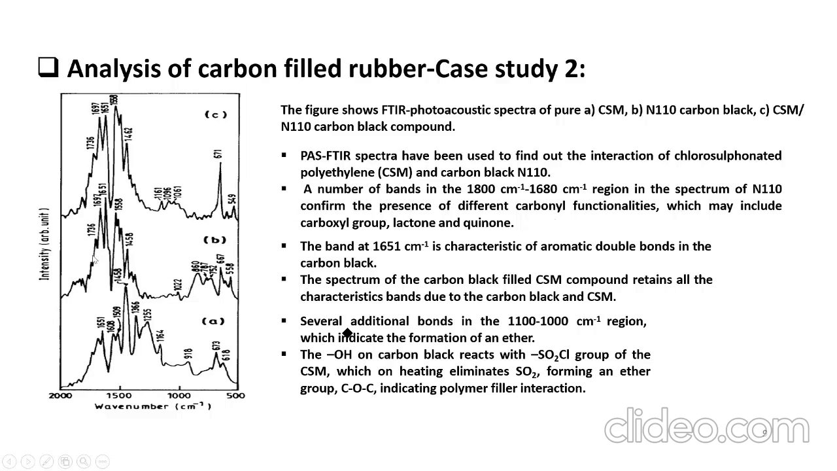So in the second one, which may include the carbonyl groups lactone and quinone, etc. And the band at 1651 is the aromatic double bond.